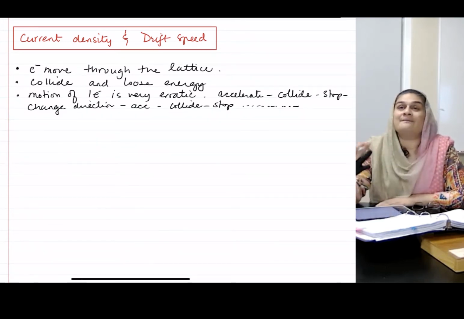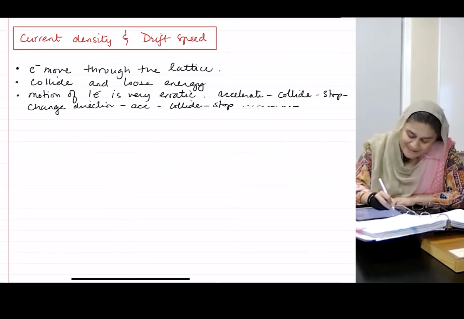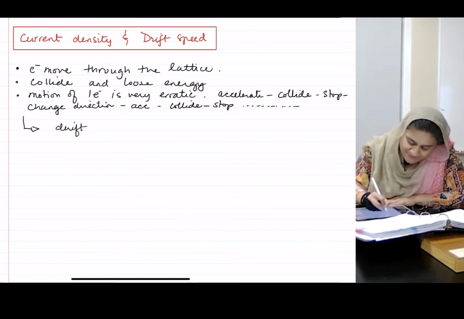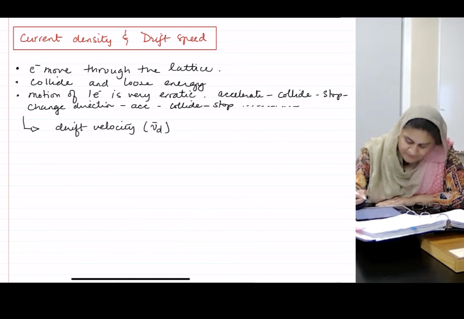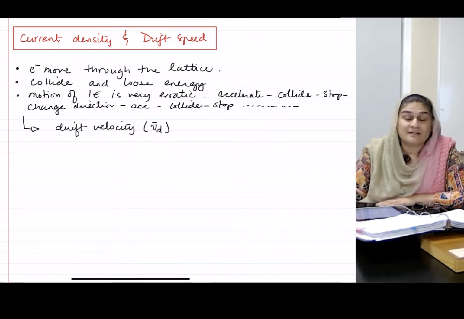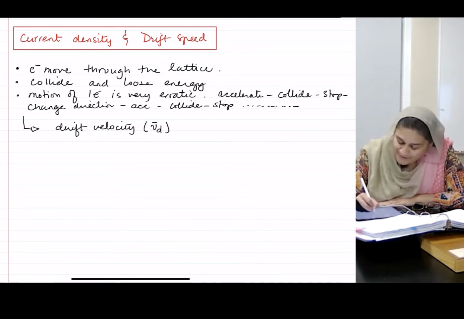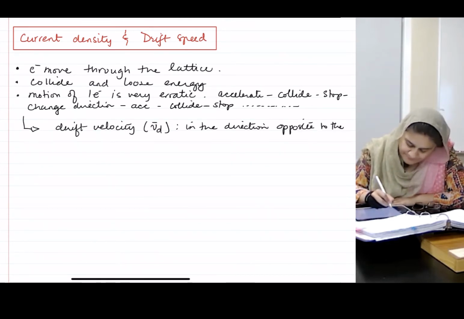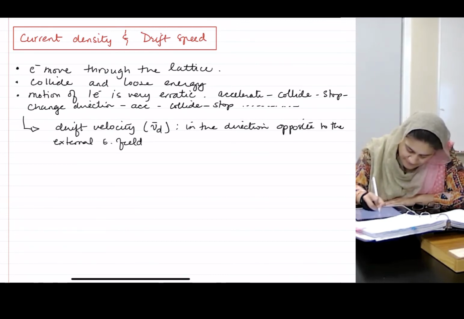So how do we describe that motion? That whole motion is then described by something called drift velocity, defined as VD. And that drift velocity is defined to be in the direction opposite to the external E field.